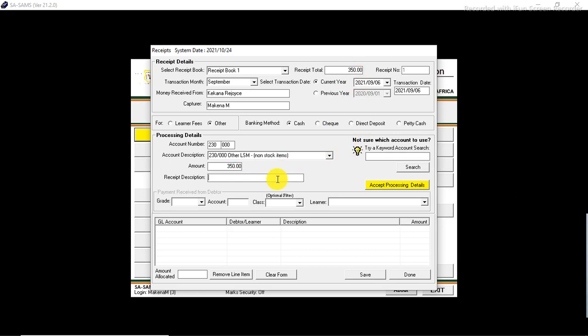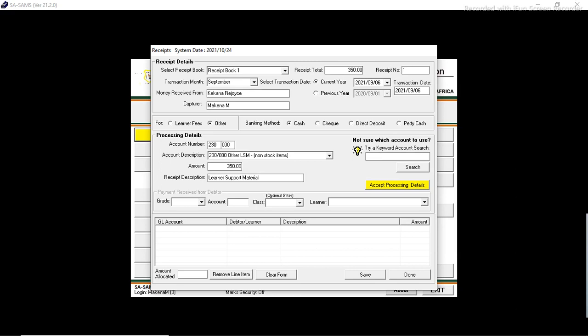Receipt description, it is a LSM, or you can just write learner support material.